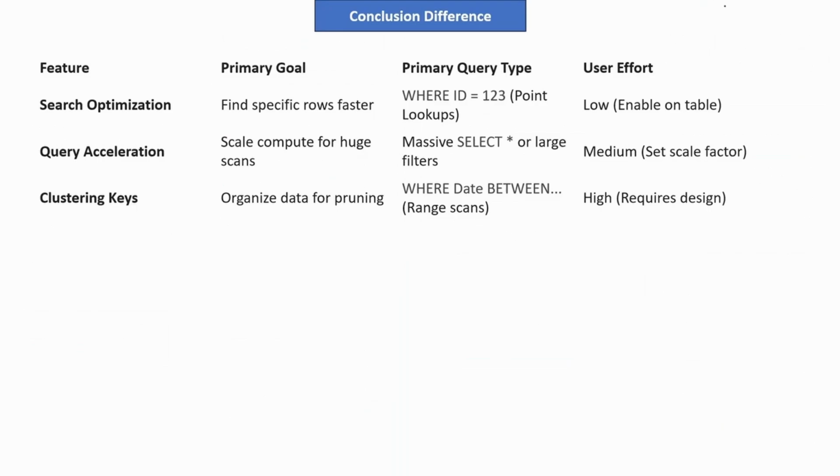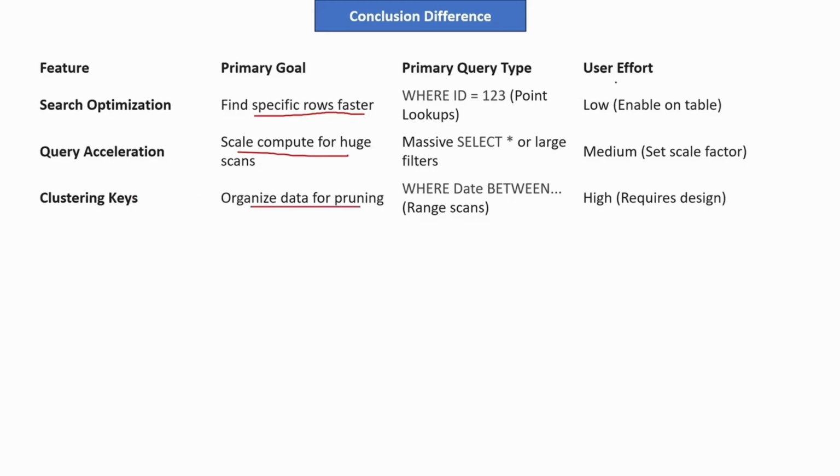If I have to conclude the differences between search optimization service, query acceleration and clustering key, I will say the primary goal for search optimization service is to find specific rows and get the results faster. For query acceleration, it is to scale compute for huge scans. And for clustering keys, it is to organize data for pruning.